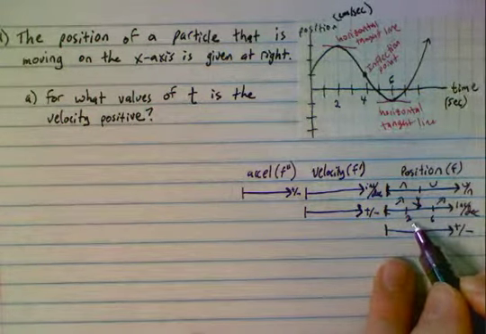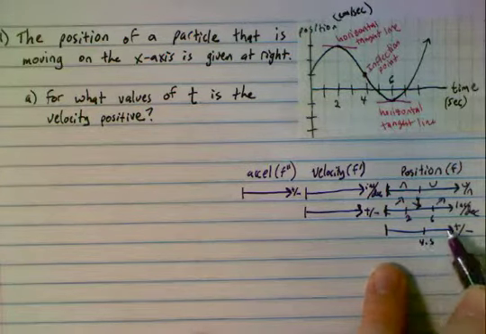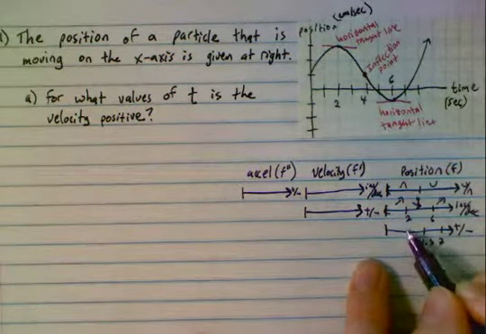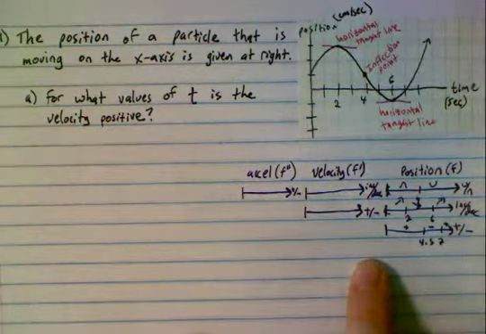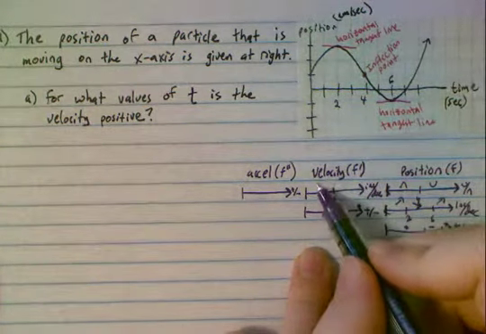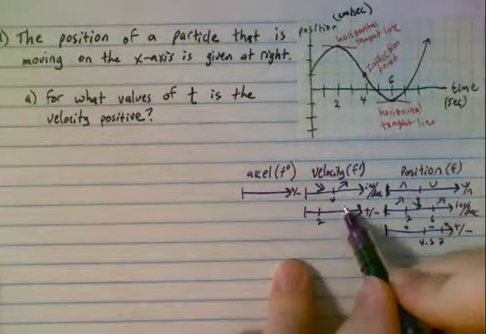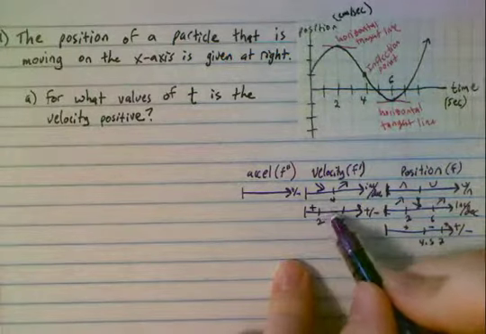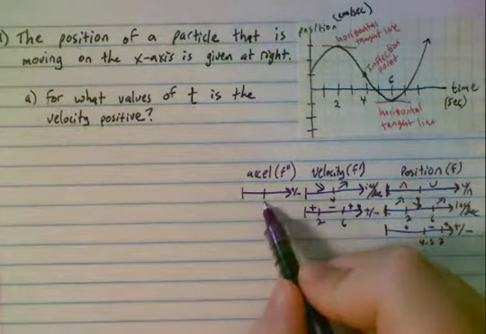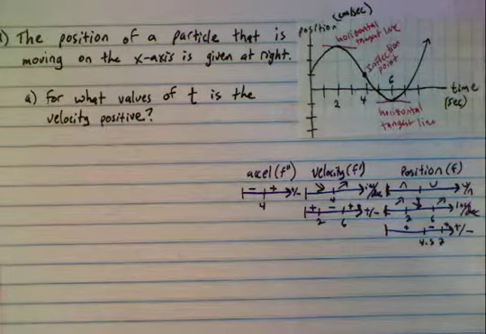positive, negative, looks like it crosses at 4.5 and 7. So when we translate those over, let's see, concave down, decreasing, exactly the same as we did for graph analysis.